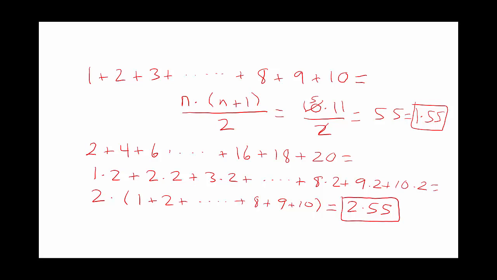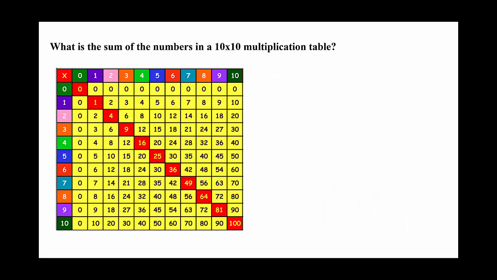My guesstimate for the next problem when we go to the 3 row is that it's going to end up as 3 times 55. Right, so let's look at the 3 row. We've got the multiples of 3 now, so that's going to be 3, 6, 9, 12, 15, all the way up through 30. So let's go work on that one.